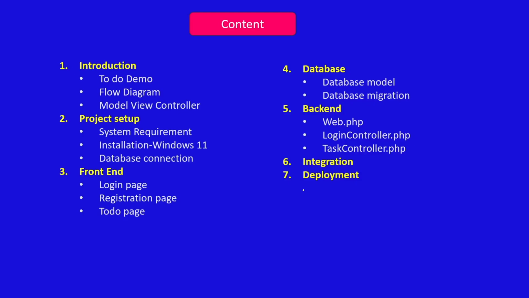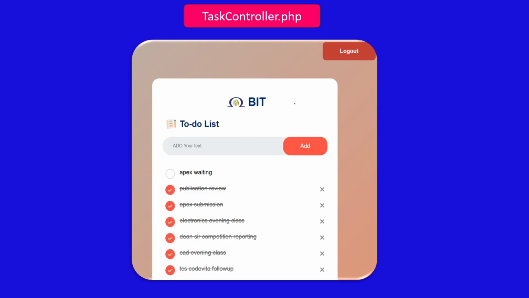In the previous video, we discussed the web.php login controller in backend development of the Todo application. In this video, we are going to discuss how to develop a task controller for the Todo application. There are four functions inside the task controller: store task, complete task, delete task, and display task. I will explain them one by one.